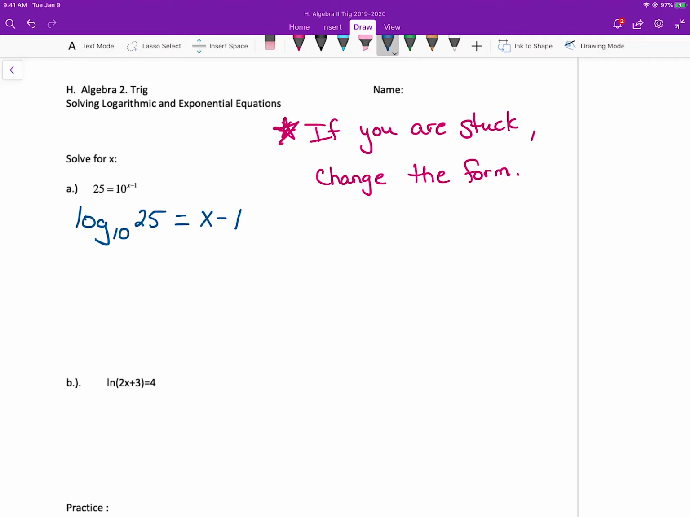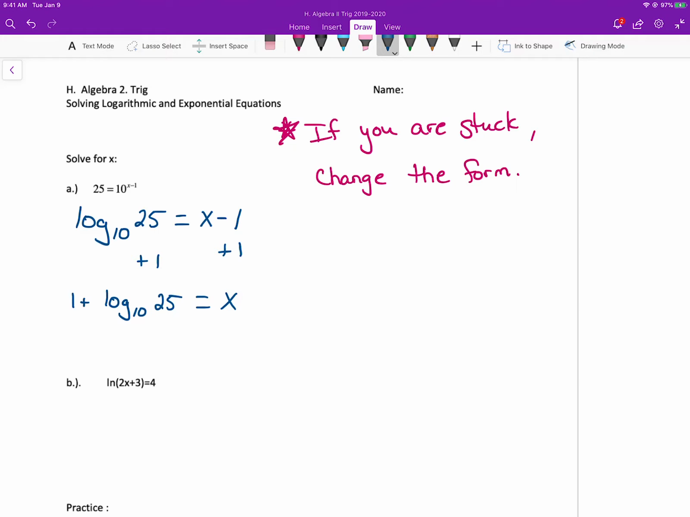Why this is helpful is it changes the place of my variable. Where the variable before was in the place of an exponent, now its place has changed. If I was in class, I would be holding up my hand on the screen and saying, we have x minus 1, how can we get x alone? And you'd tell me, well, we'd add 1 to both sides. So I'm going to say plus 1 and plus 1. Now I'm going to put the 1 up in front and say 1 plus log with a base of 10 of 25 equals x.